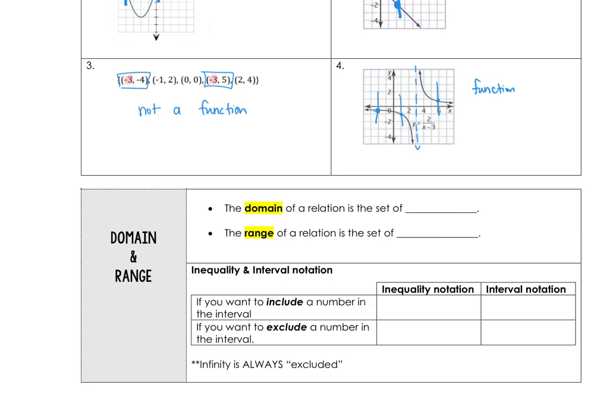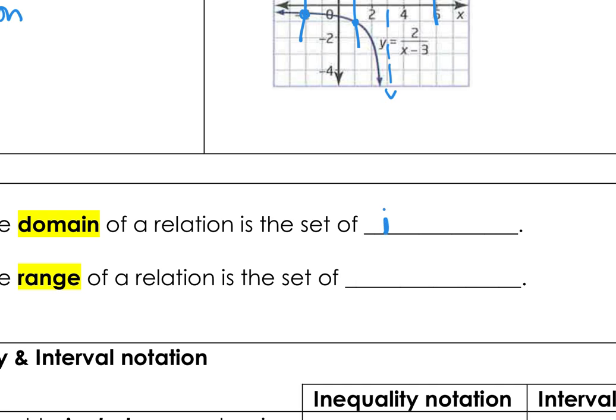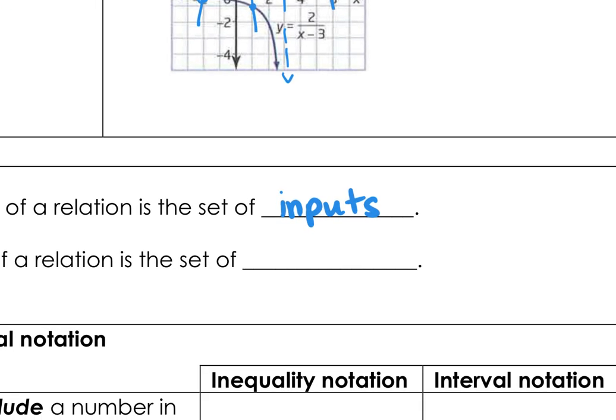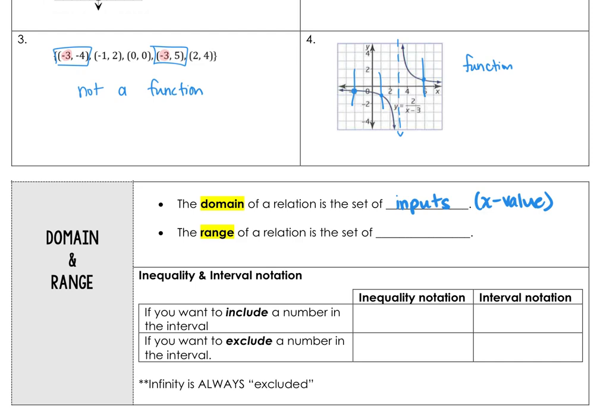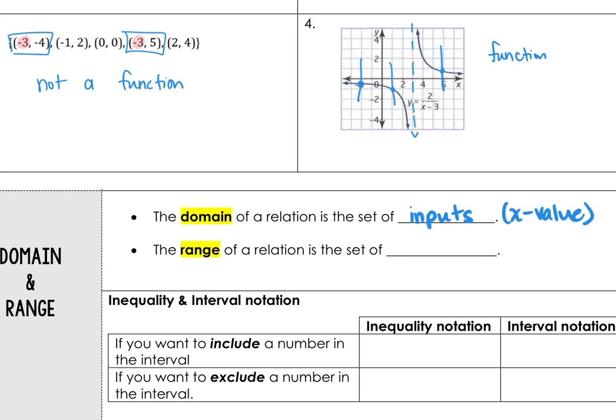The domain of a relation is the set of inputs. These are all your input values, and remember that input means the x values. Our x is our horizontal axis, so with our domain, we're looking left and right. What is the minimum and maximum x value? Those are your inputs.